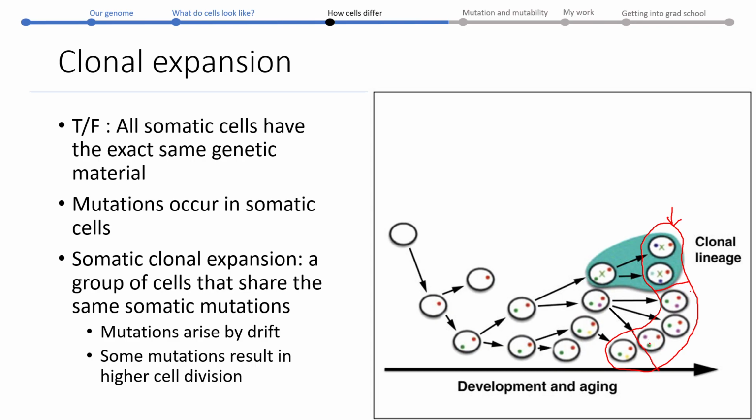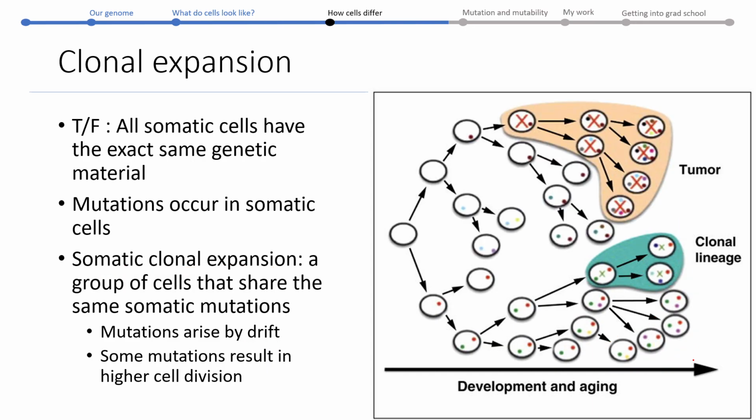So each of these groups is referred to as a clonal expansion. Here you're seeing lineage. They're very similar words, but lineage also refers to the history of the cell, whereas expansion is more about which groups are genetically identical. So we can see that there are groups here that are more similar than others just by sheer chance, a phenomenon we call drift.